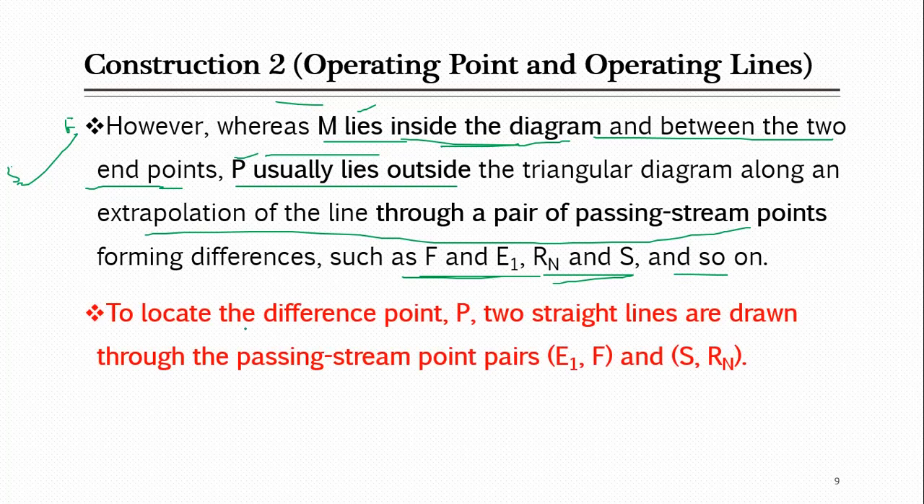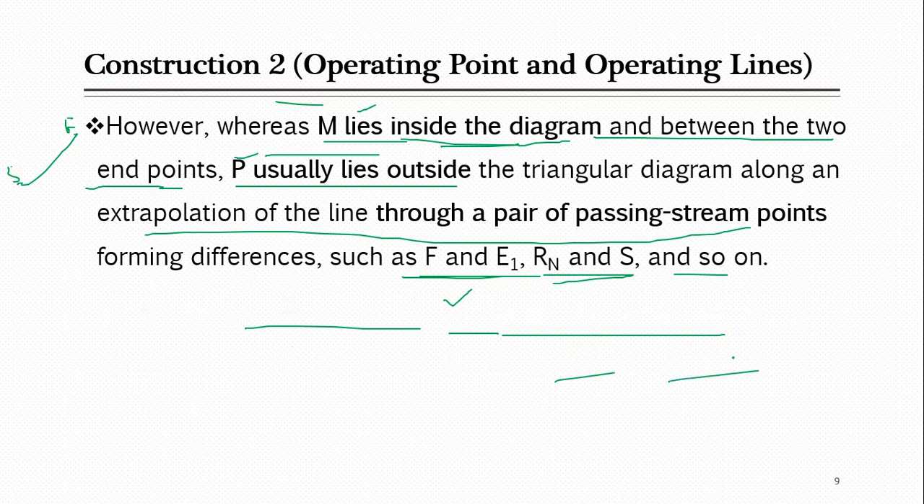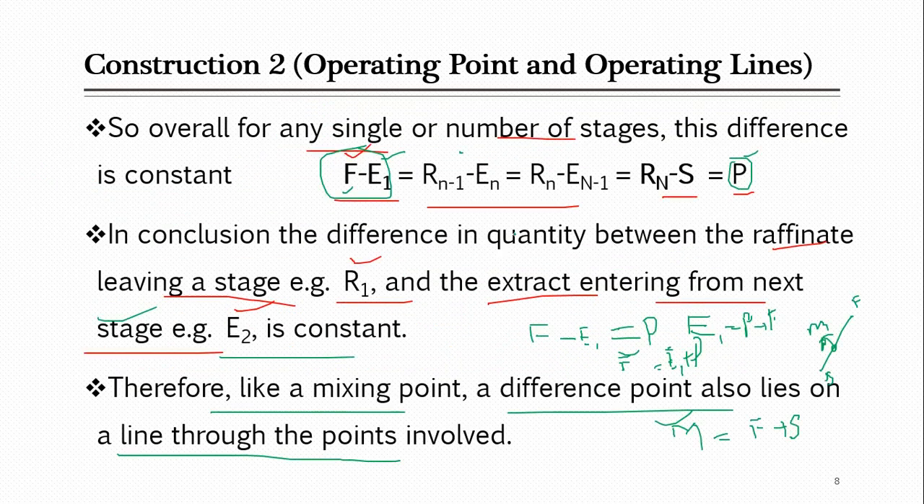So suppose we have to locate this difference point P, where does P lie and how can we find it? For locating P you have to draw two straight lines. What are those two straight lines? If we apply the balance on the overall system, you remember that you will get two pairs, one is F and E1 and the other is S and Rn. Just to go back and look here, in this slide on the top, they are in bold face: F minus E1 and Rn minus S is equal to P.